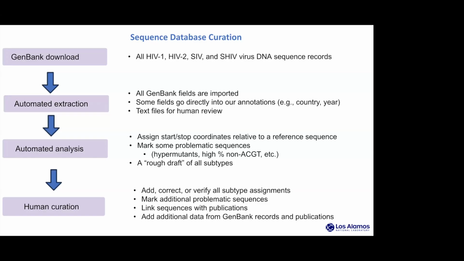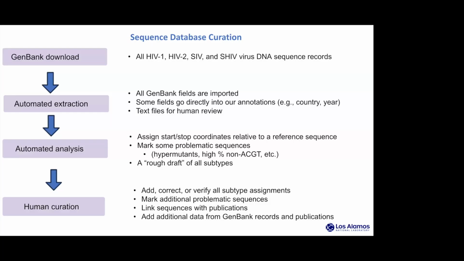Beyond that, there is a fair bit of human curation that goes into the sequences. For those subtype assignments, there's no simple tool that will give a perfect assignment. It does have to be looked at by human annotators. We have other types of problematic sequences that are a little harder to define that we look for. We do our best to link sequences with publications. Sequences often go into GenBank when there's still an unpublished paper to go with it. We do try to follow up and link it to the fully published publication once it's published.